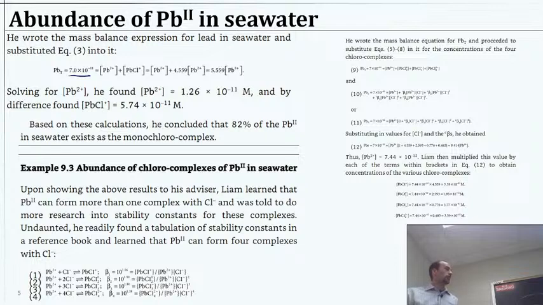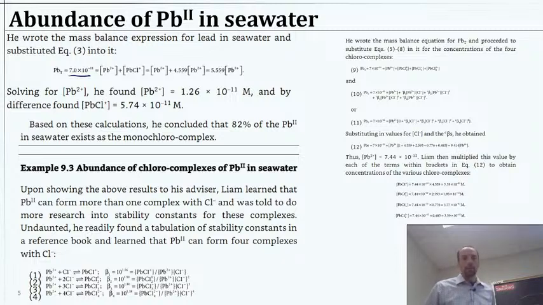Now he showed that to his advisor, and Liam learned that Pb2+ can form more than one complex with chloride, and was told to do more research into stability constants for these complexes. Undaunted, he readily found a tabulation. So he went and found a table of stability constants in a reference book, and learned that you've got 4 complexes. You get PbCl+, PbCl2 with no charge, PbCl3-, PbCl4 2-. Okay, so we've got all those constants, great.